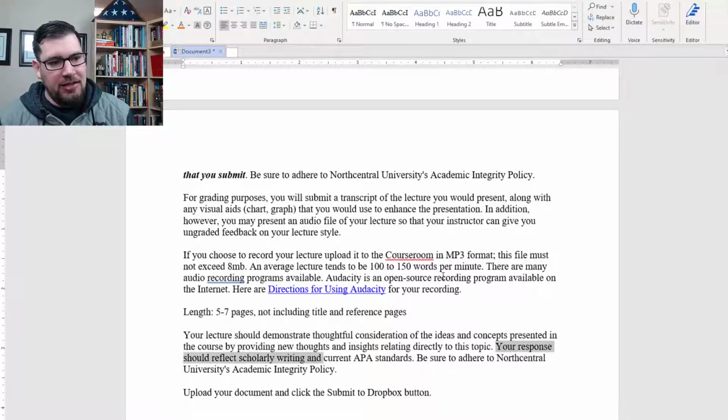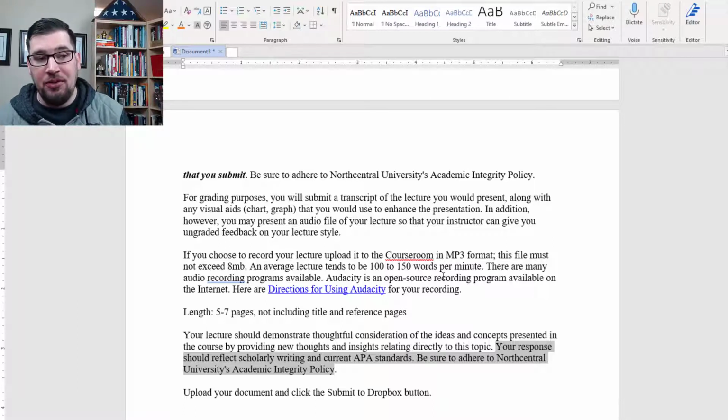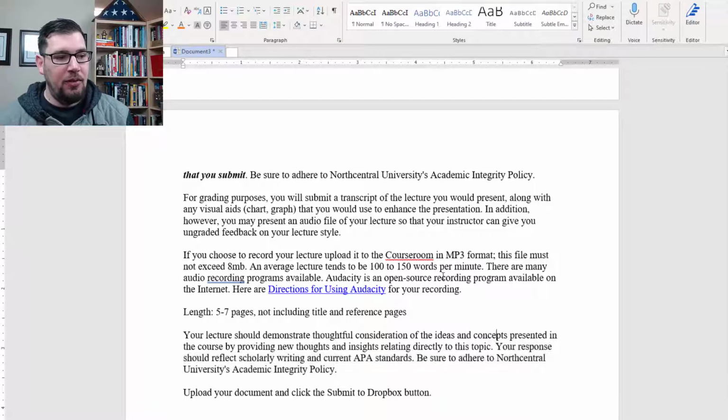Your response should reflect scholarly writing and current APA standards, so you want to use the APA 7th edition manual. And be sure to adhere to the academic integrity policy. So if you copy and paste anything from an article, be sure to paraphrase it into your own words, so that it is not flagged by the Turnitin system. Now, Turnitin will flag exact citations from your reference sections, things like that, but we don't count those against you because those are meant to match. Upload your document, and so forth.